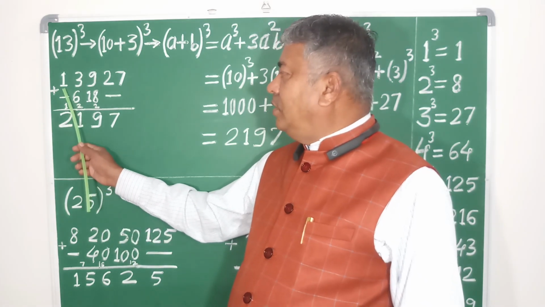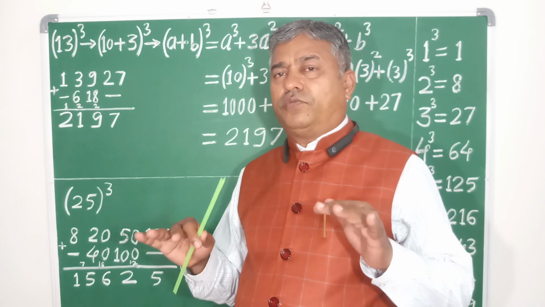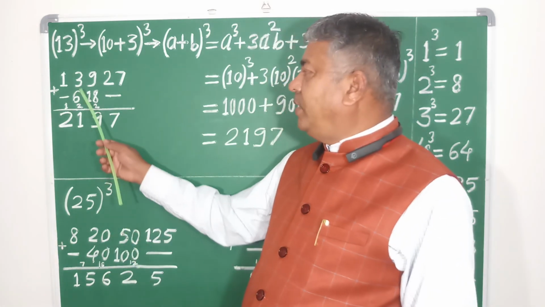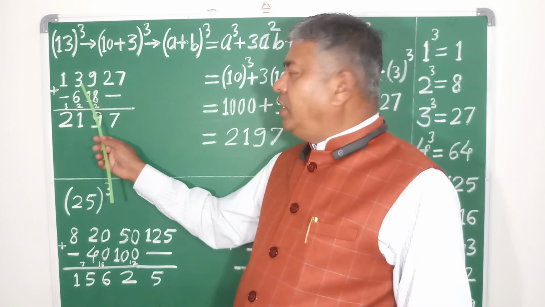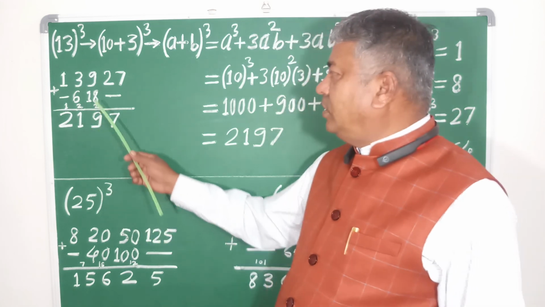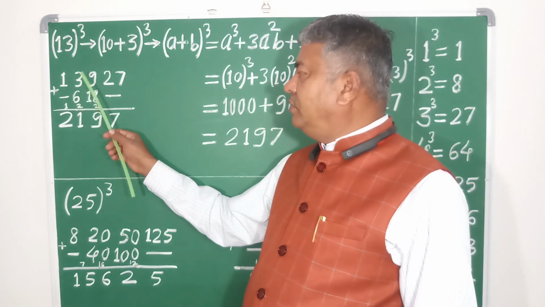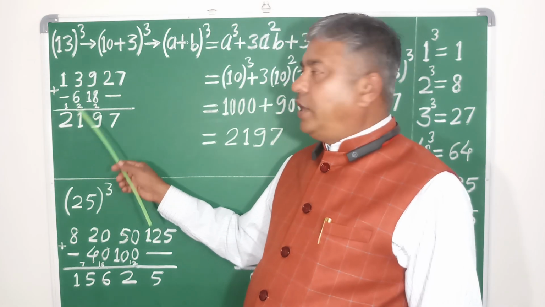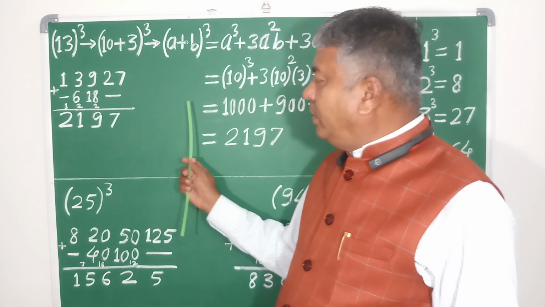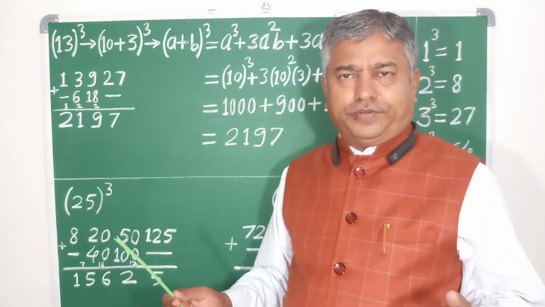Now, by leaving first group and last group, we have to double the middle two groups. Means no numbers are taken for the first and last groups. And the middle, both the groups are doubled. Here 3 into 2, that is 6, and double of 9, that is 18. And now let us go on adding these all 4 groups.